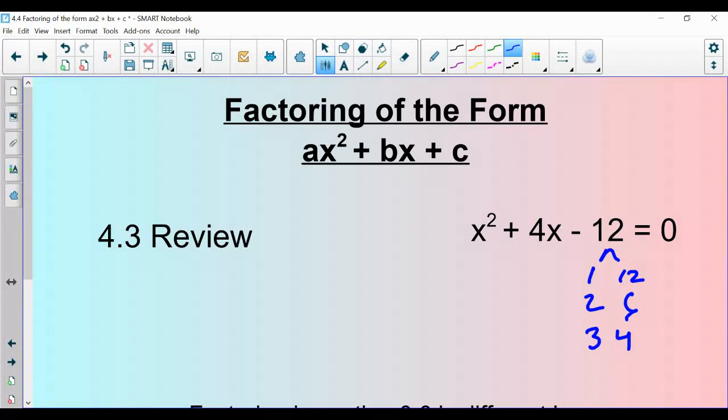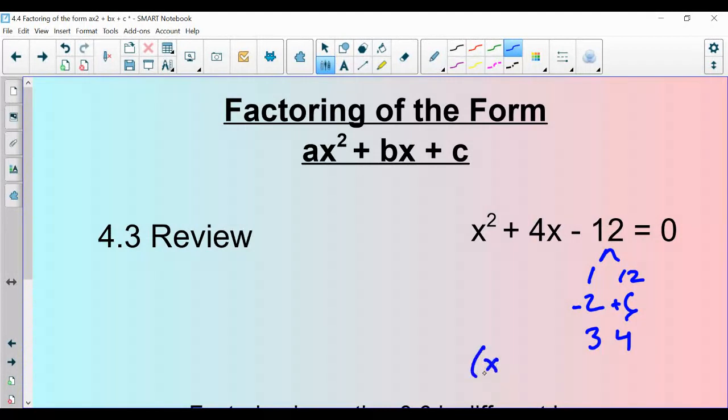What you do from here is you say, okay, which of these pairs, 1 and 12, 2 and 6, or 3 and 4, would add to positive 4? 1 and 12, no matter how you add or subtract them, would never add to positive 4. 2 and 6 could add to positive 4, right? If our 2 was negative and our 6 was positive, now these two numbers add to positive 4, and when you multiply them together, they multiply to the c term and add to the b term. That's how you choose your correct factors.